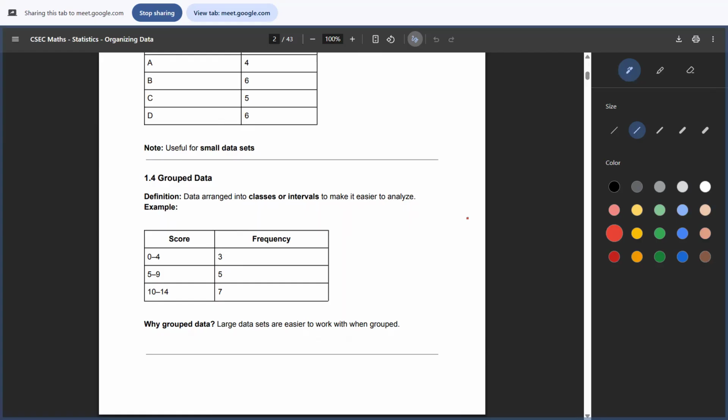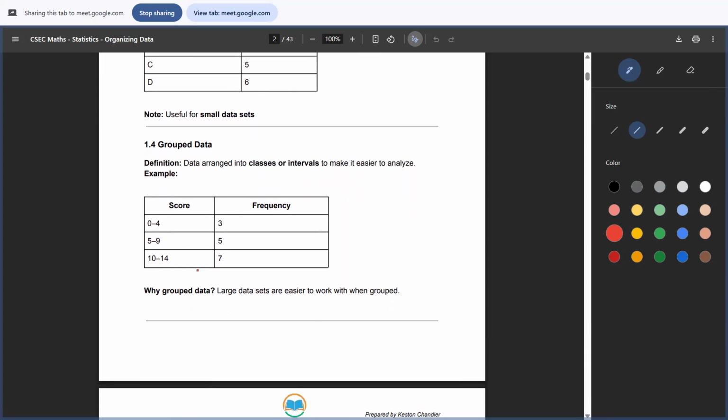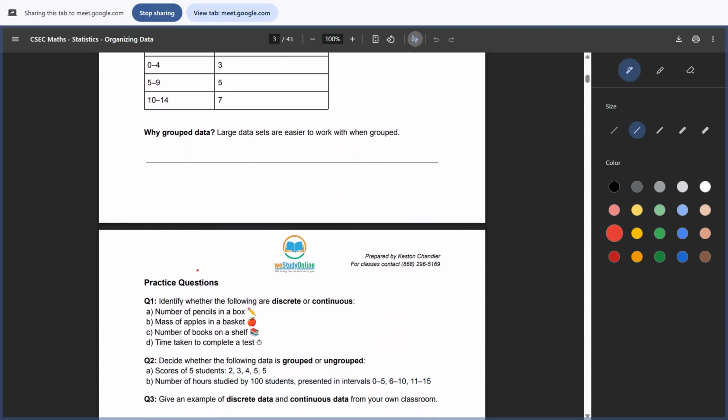So let's say we're thinking about the number of students. You could go back with the same scores. People scoring between 0 to 4, 5 to 9, 10 to 14 in the entire school, right? We could say, well, there are 3 students that scored between 0 to 4, 5 students that scored between 5 to 9, or 7 students that scored between 10 to 14, right? This makes it a lot easier when we're working with large data sets.